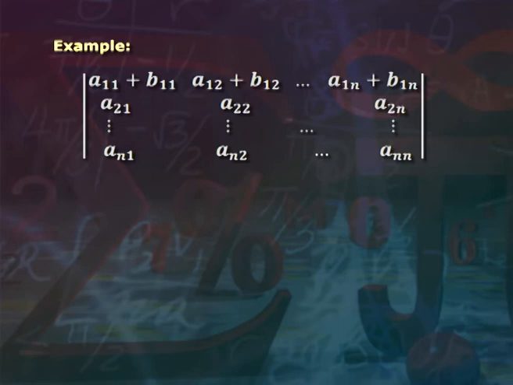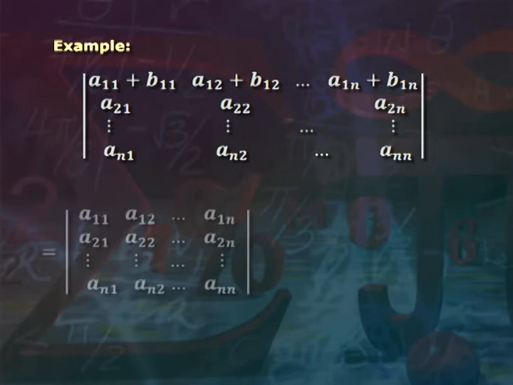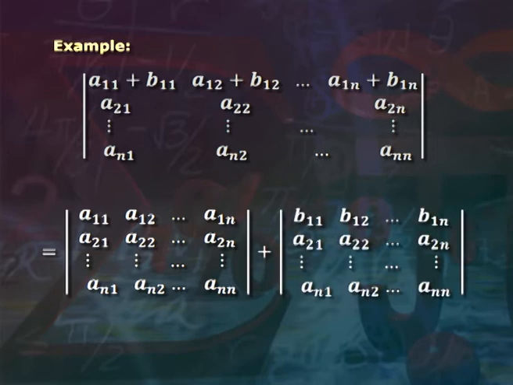4. If elements of one row or column of a determinant are the sum of 2 numbers, then the natural law of addition holds, as for example, determinant of a11 plus b11, a12 plus b12 up to a1n plus b1n, and so on. The last row is an1, an2 up to ann. That will be equal to determinant of a11, a12 up to a1n up to an1, an2, ann plus determinant of b11, b12 up to b1n, and the last row is an1, an2 up to ann.